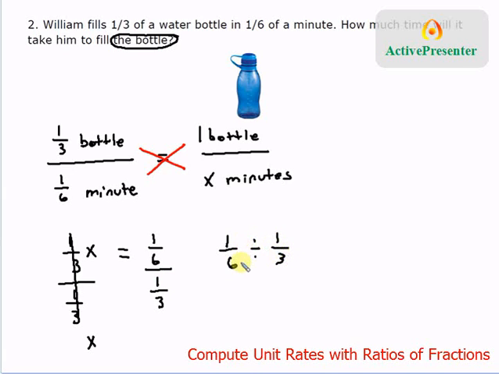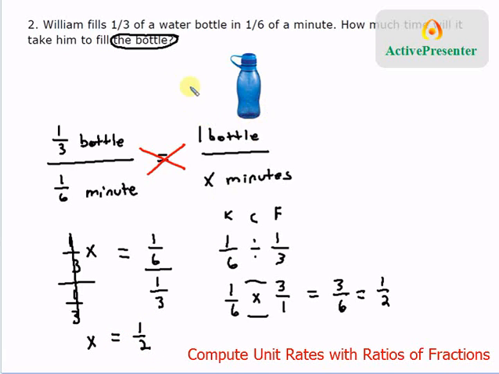Using keep, change, flip, we keep the first fraction in our division problem. We keep this one. We change our division to multiplication, and then we flip this fraction right here. So we wind up with 3/1. And then we can simply multiply, just like normal. Multiply across the top and across the bottom, which gives us 3/6. And we know that 3/6 can be simplified to 1/2. So x is equal to 1/2.